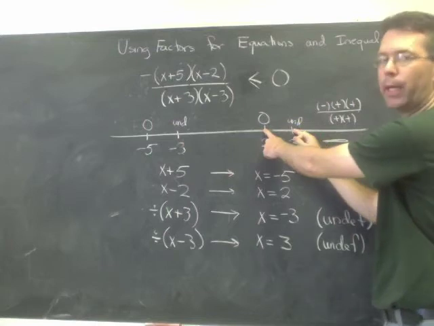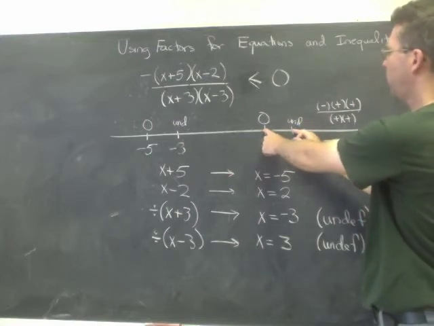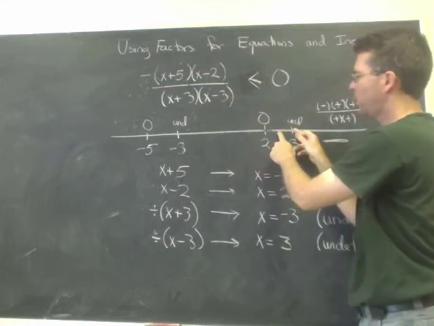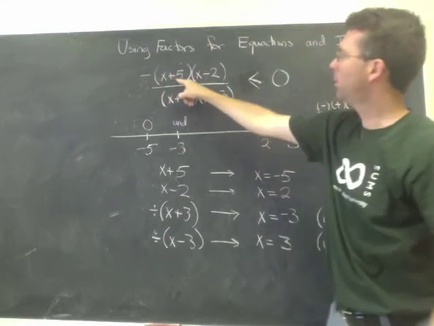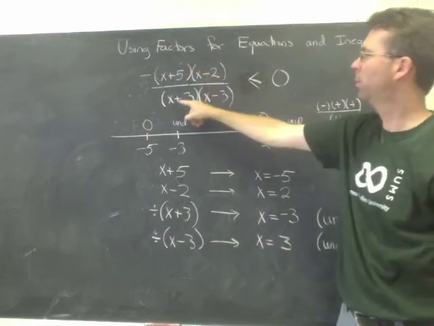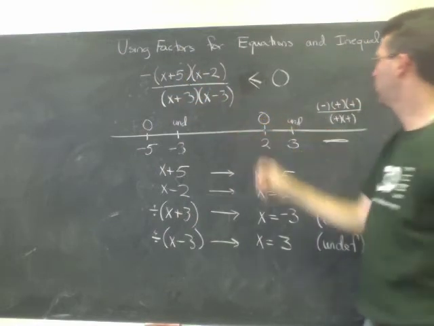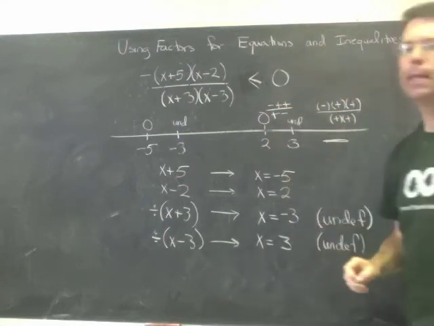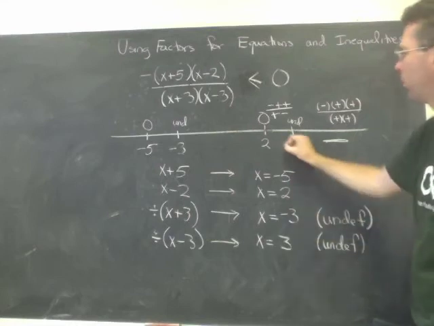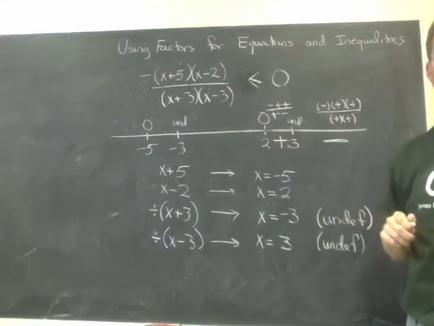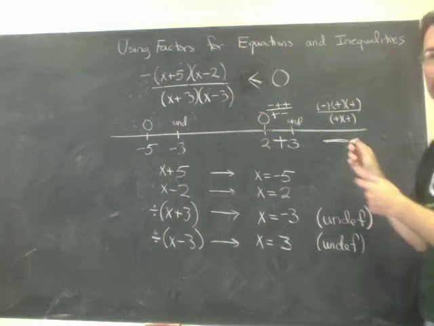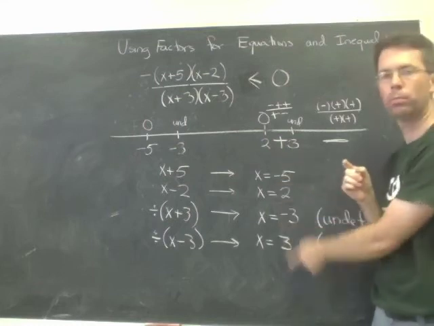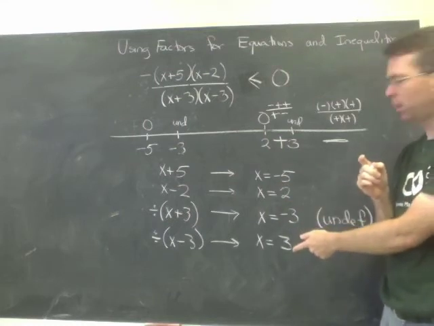Now, between 2 and 3, the only factor that changes is the x minus 3 factor. So for example, if I plug in 2.5, I get negative, positive, positive, positive, negative. Now I have 2 negative terms for an overall sign that is positive. And I'm going to have a pattern like this. Each time I cross one of these factor points, that corresponding factor changes sign.